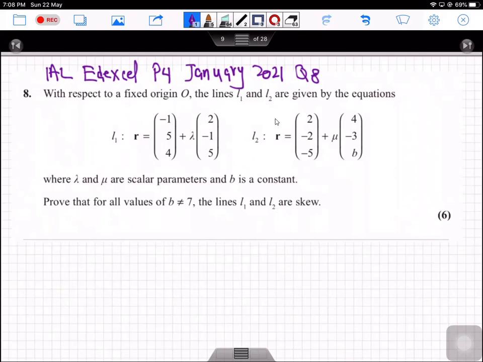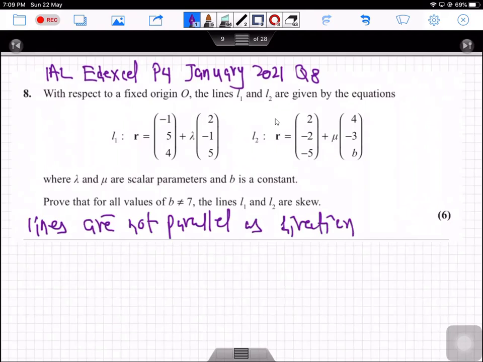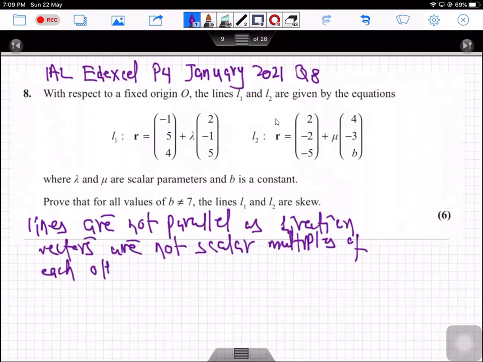So first of all, we are going to write a statement that the lines are not parallel as direction vectors are not scalar multiples of each other. Okay, this was our first step over here.